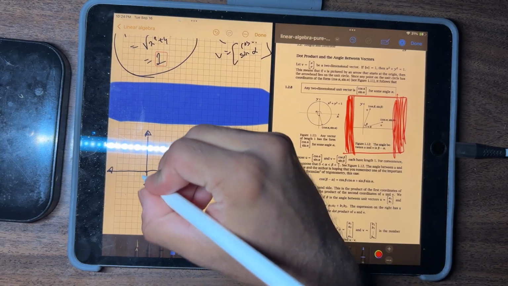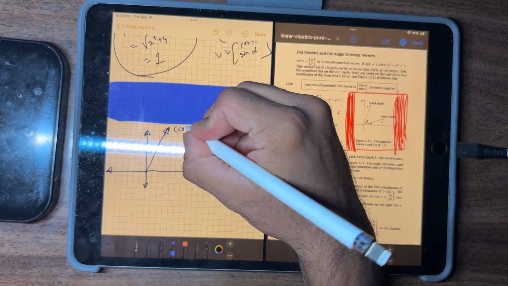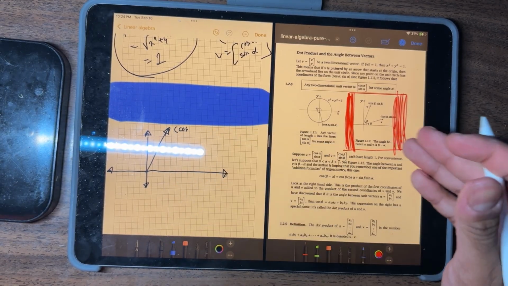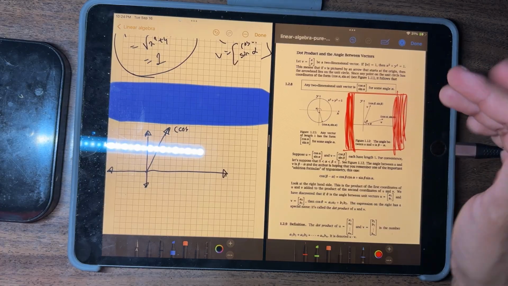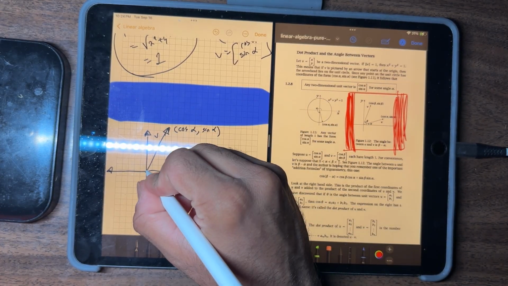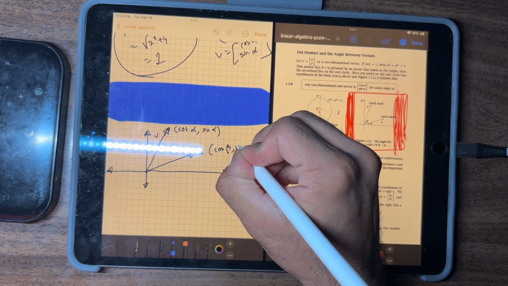Let's draw this out. So we have some coordinates, cosine alpha, sine alpha. I know here it says cosine beta and sine beta, but I'm going to say cosine alpha, sine alpha, and I'm going to call that V. And U would be cosine beta, sine beta.